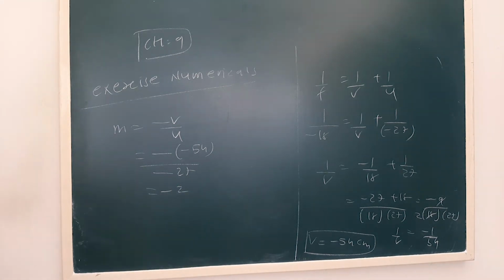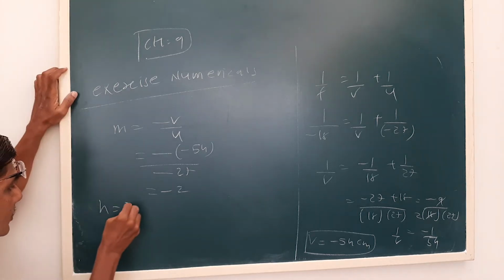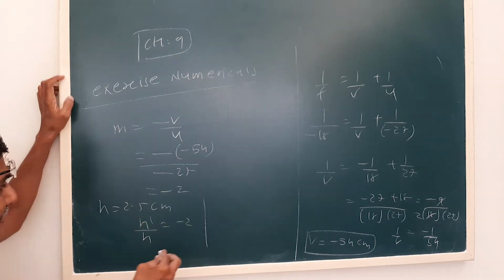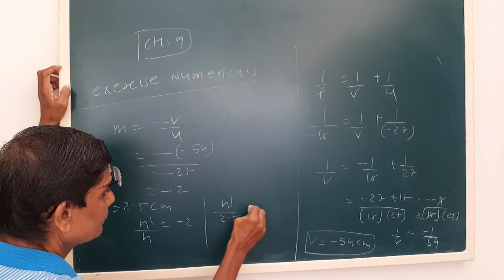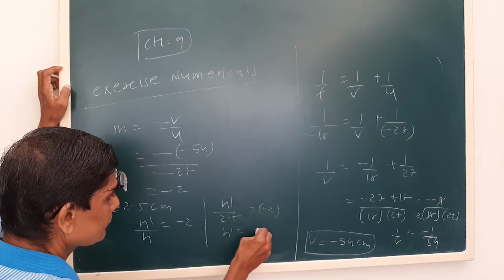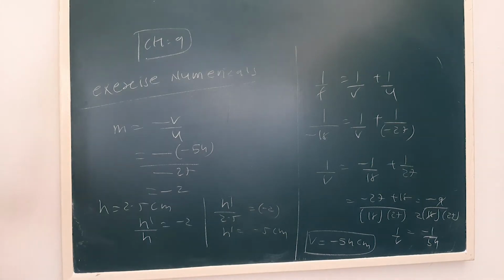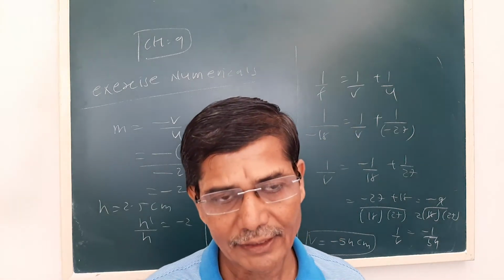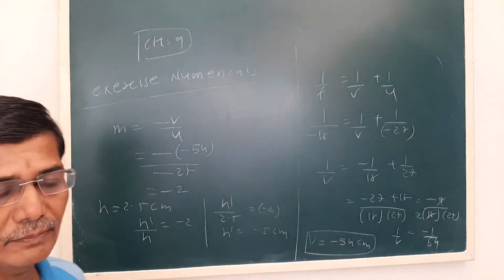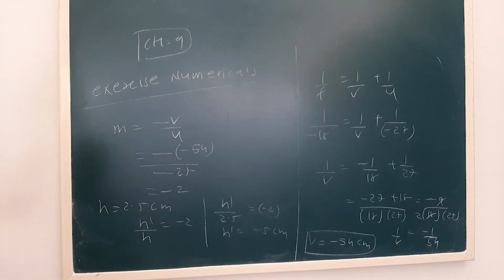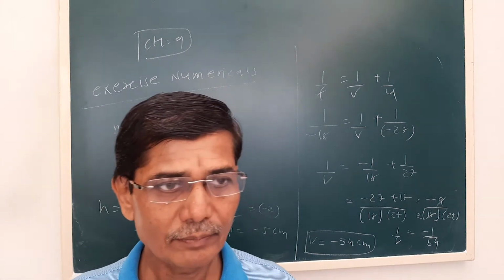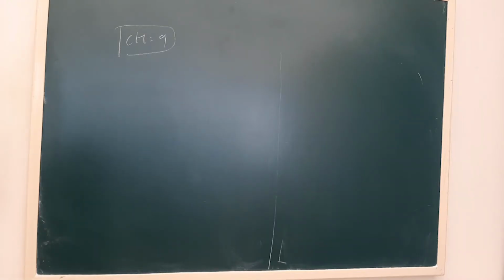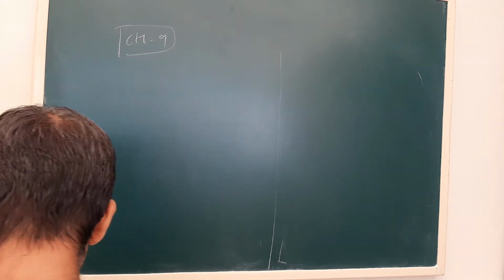Okay, now see the height of the object is 2.5 centimeter. h dash upon h is minus 2. Okay, h is 2.5. Now see, again the magnification is negative, that shows a real and inverted image is formed. And the height of the image will be 5 centimeter. So this is about our exercise sum number 9.1. Now see, next is exercise sum number 9.3.